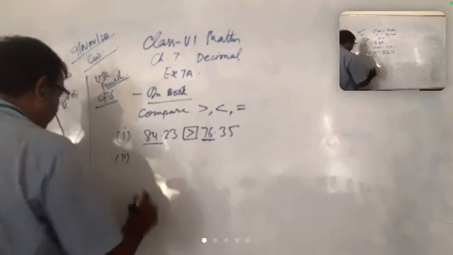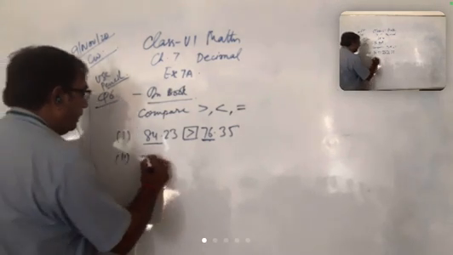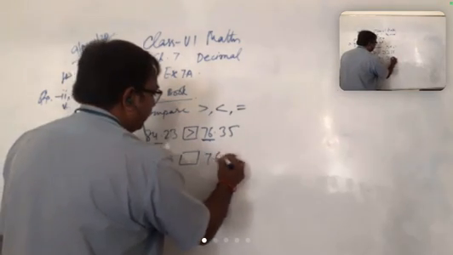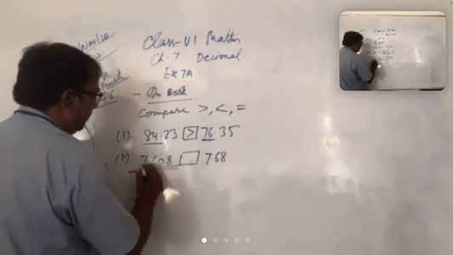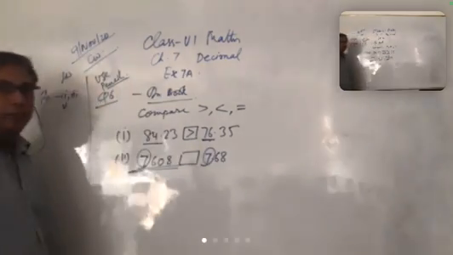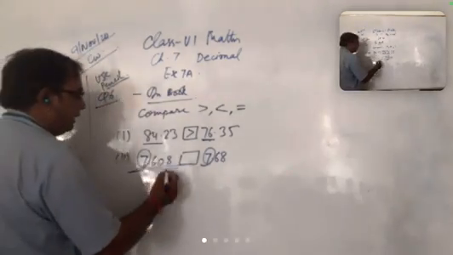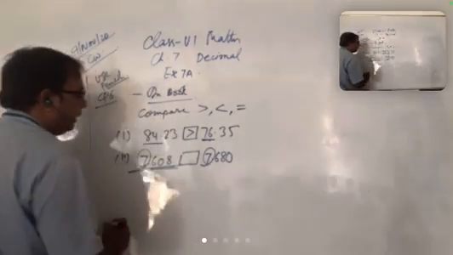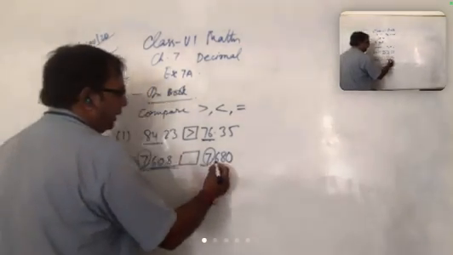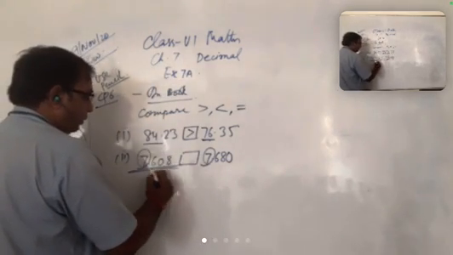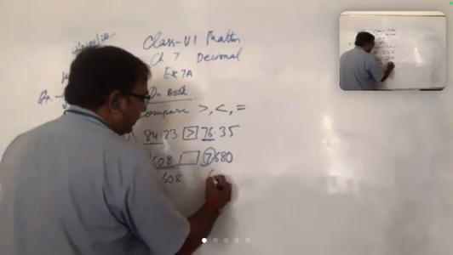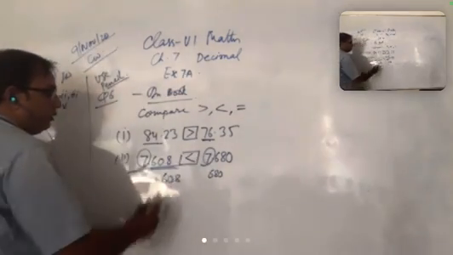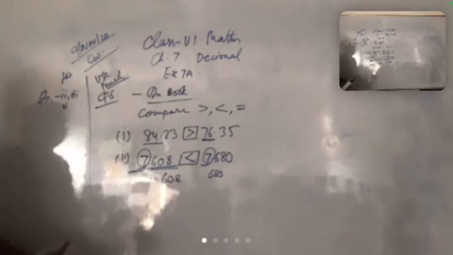Now, wait, one more example. It's 7.608 and the second number is 7.68. Now see, the whole number is the same. So you can judge, or you can make the decimals like. Just put 0 here, then 7.608 and this is 7.680. So 608 and 680, and we know that 680 is greater. So this is the way to solve this question.